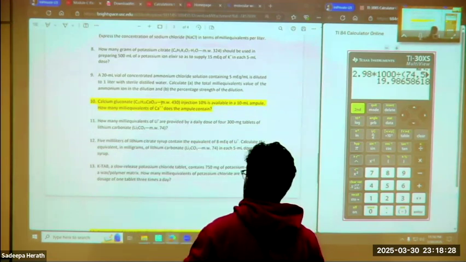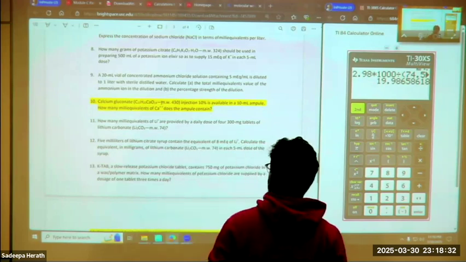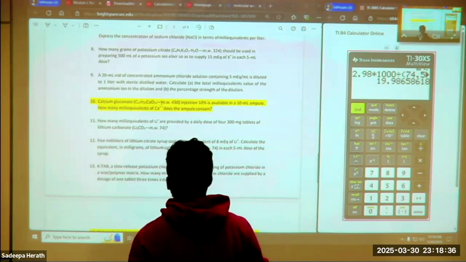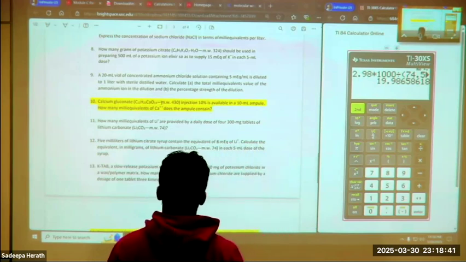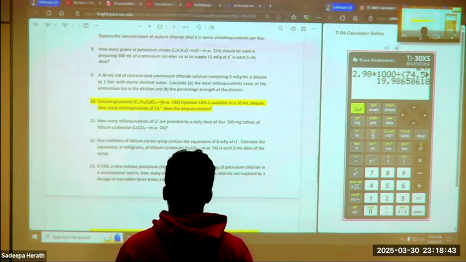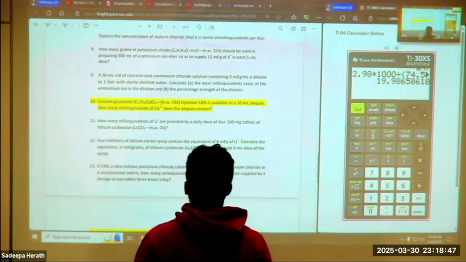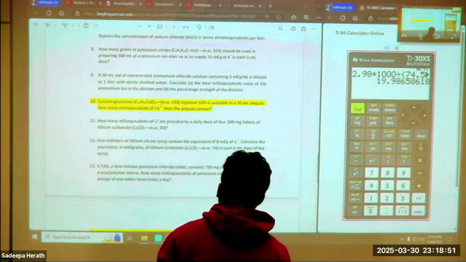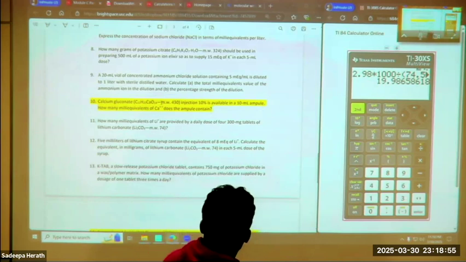So back to the problem. How many grams of potassium citrate should be used in preparing 500 ml of a potassium ion elixir so as to supply 15 MEQ of potassium in each 5 ml dose? So we are given a volume, total quantity. We have a conversion factor, and we're looking for grams.